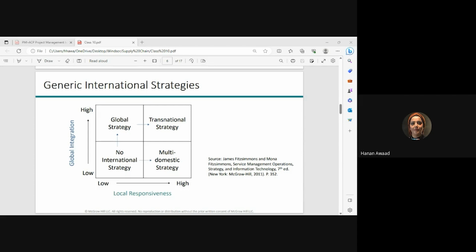When you think local responsiveness, think of the product characteristics. Are the product characteristics the same in different markets, or do we change them based on the market itself? It's very clear now. Thank you.